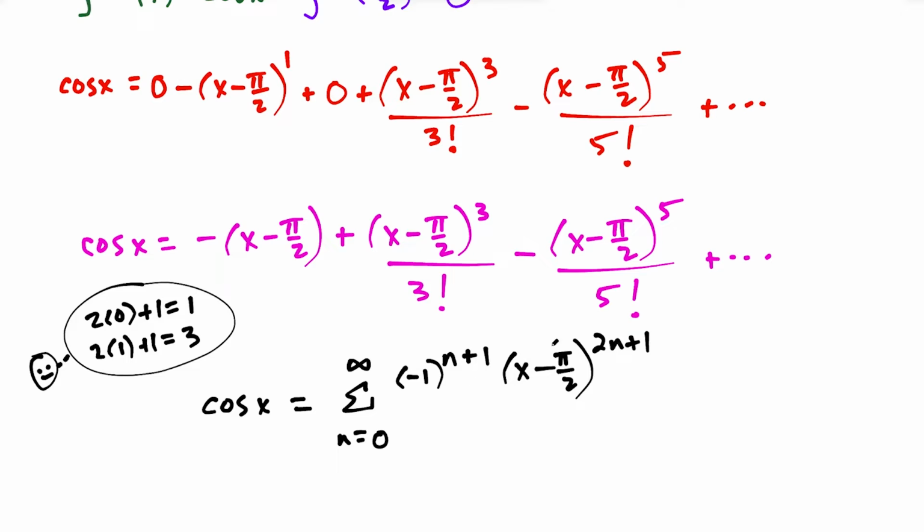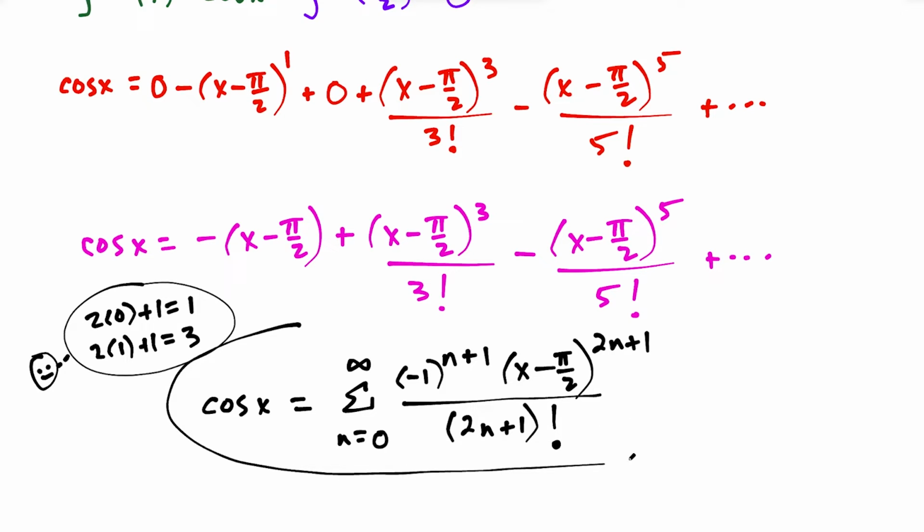So this is looking good, but now the next thing to consider here is that in our denominator, we have a factorial that matches the power above it. So we have a power 3 over 3 factorial. Then we have a power 5 over 5 factorial. So I'm just going to write 2n plus 1 in parentheses and throw the factorial on the outside. And now this is our Taylor series expansion for cosine x centered at pi over 2.